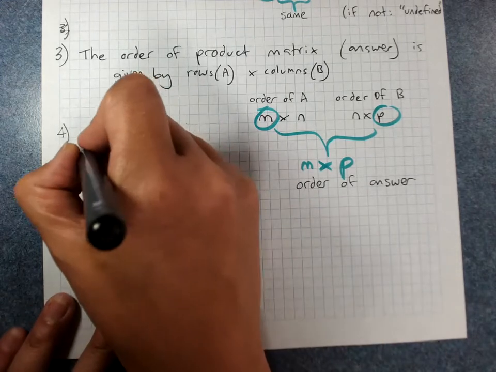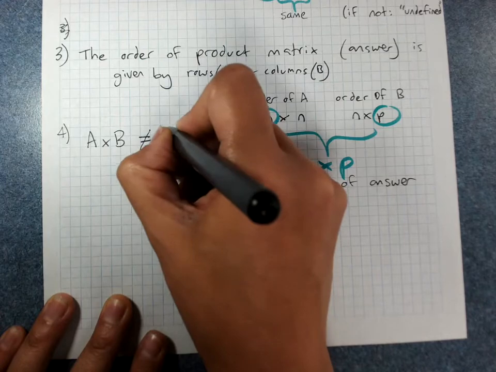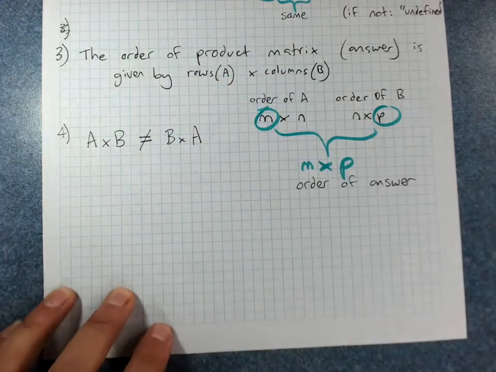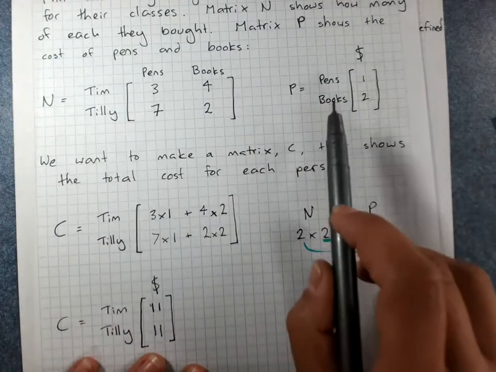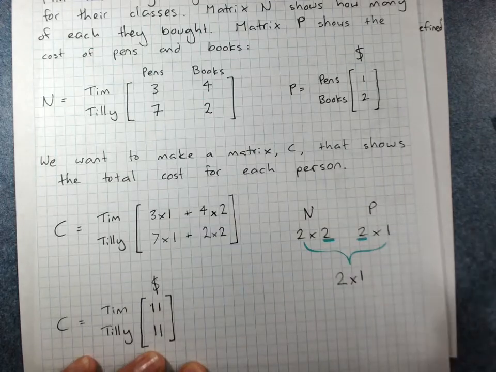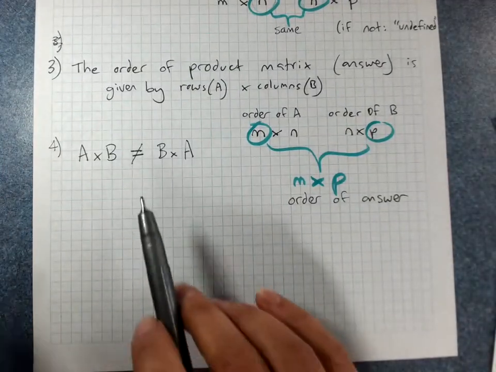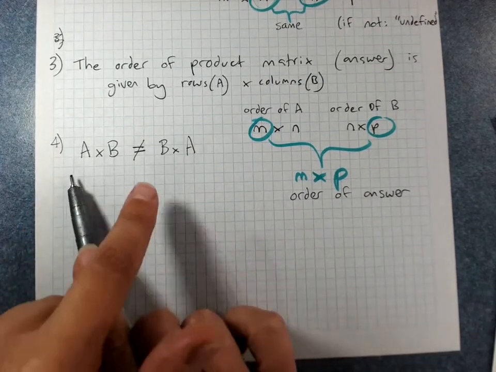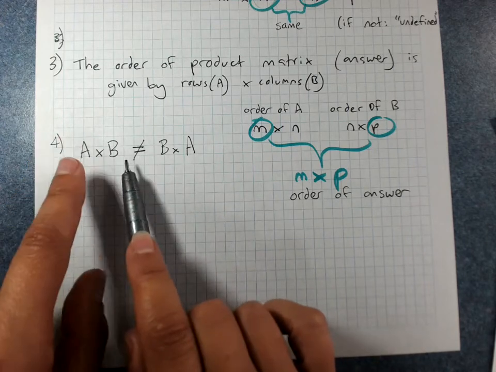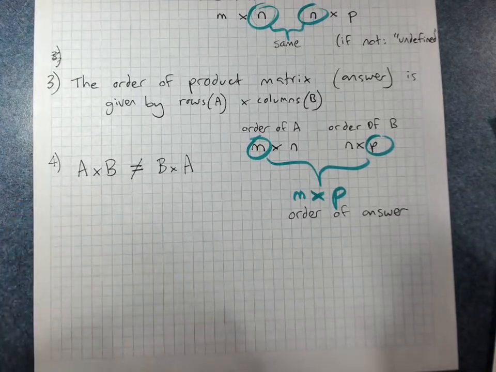Fourth rule, A times B is not the same as B times A. I can do this matrix times that matrix. I can't do that matrix times that matrix. Even if I could, the answer would be likely to be different. Normally in maths, I can multiply in either order and get the same answer. In matrix multiplication, it doesn't work like that.